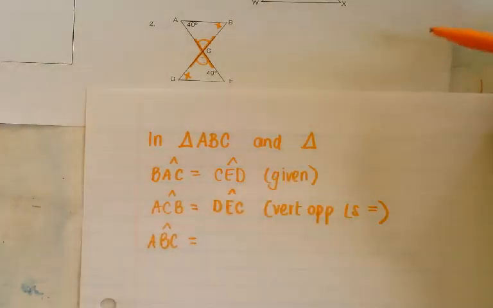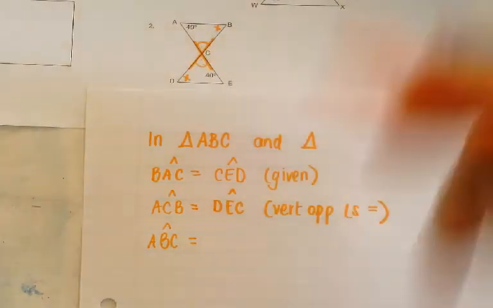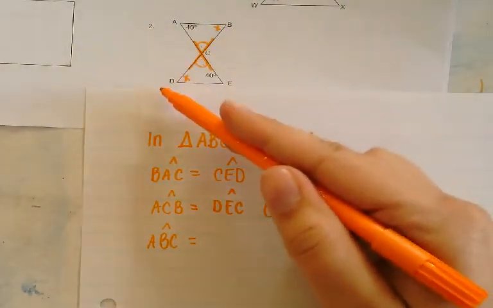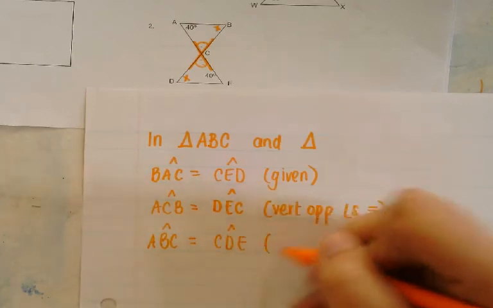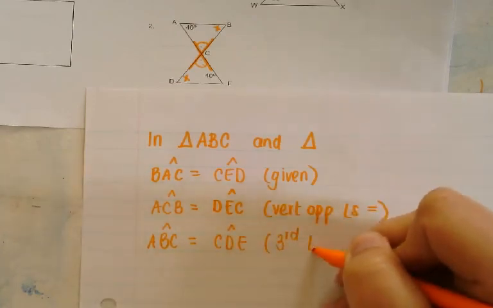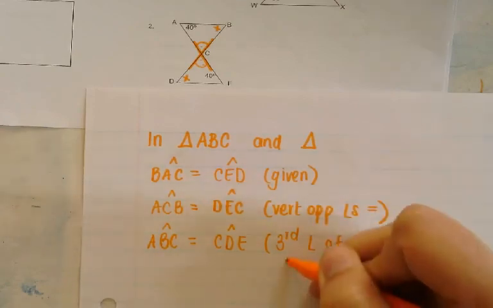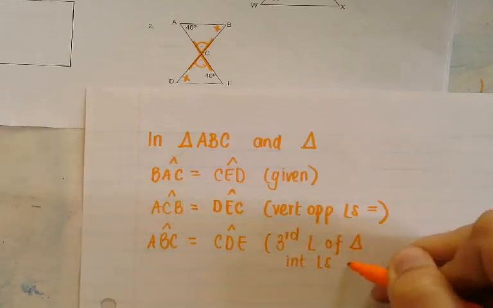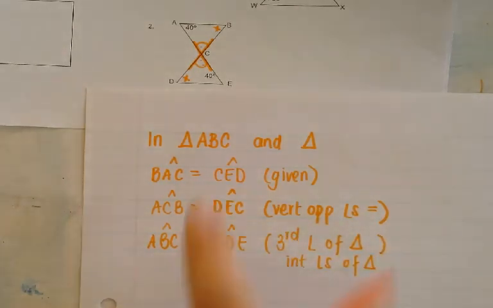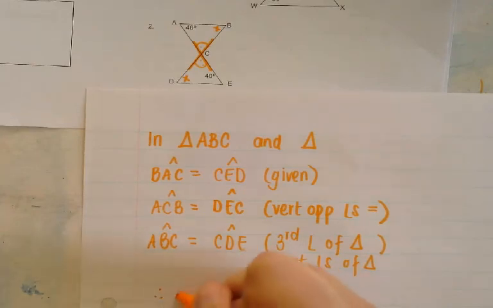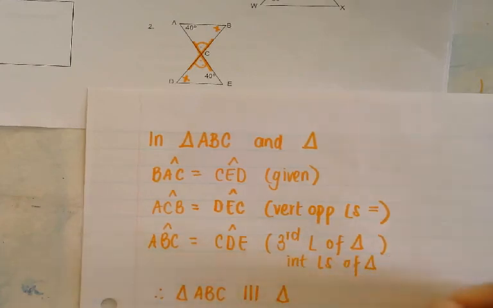Thank you. So my 3rd angle, ABC, is equal to CDE. Why? Because it is the 3rd angle of a triangle, or you can just say interior angles of a triangle. Either reason is fine. So we have 1, 2, 3 statements. Therefore, triangle ABC is similar to triangle whatever, angle, angle, angle.